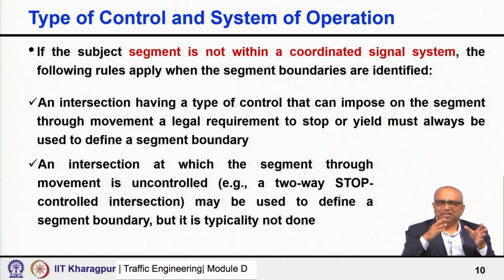Another is an intersection at which the segment through movement is uncontrolled. That means, again, a two-way stop control intersection, for example, may be used to define a segment boundary, but it is typically not done. The first case is more common.